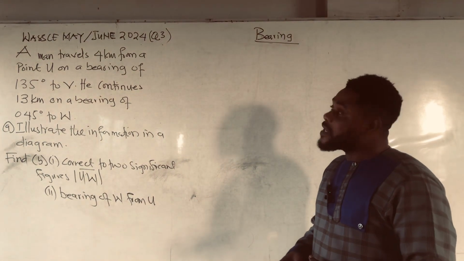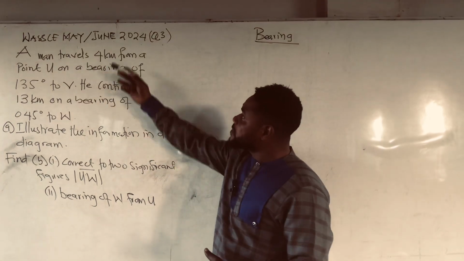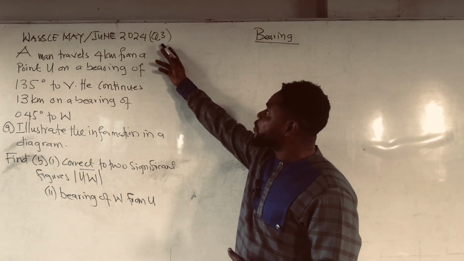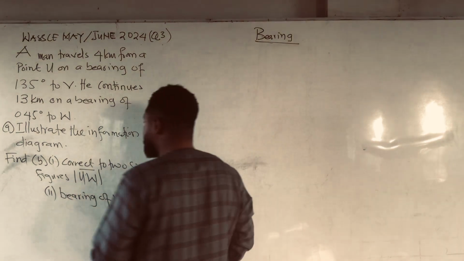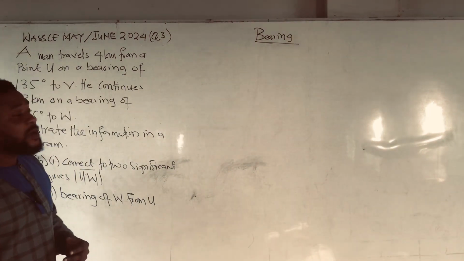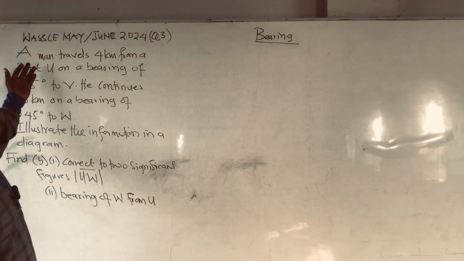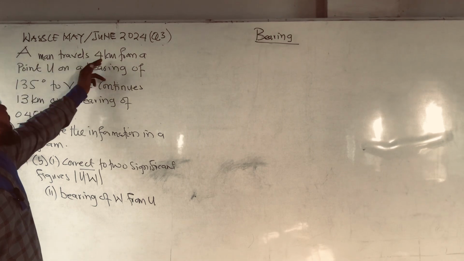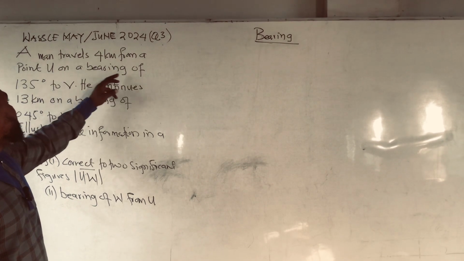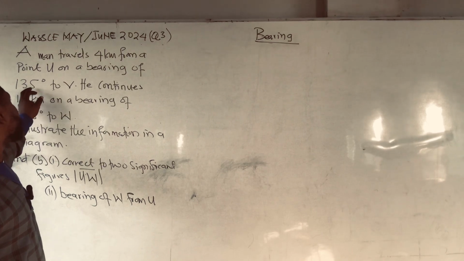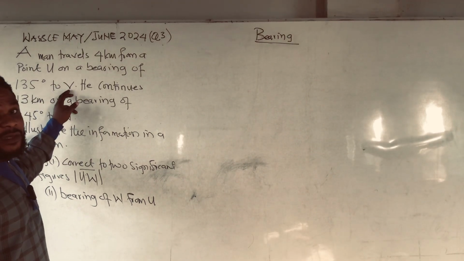Today we want to look at how we can answer WASSCE May/June 2024 question 3, a bearing question. Okay, let's see how we can answer this question on the board. We have been given that a man travels 4 kilometers from a point U on a bearing of 135 degrees to point V.